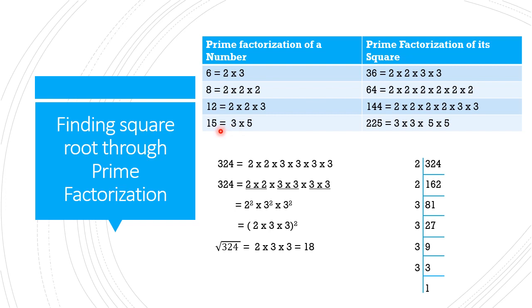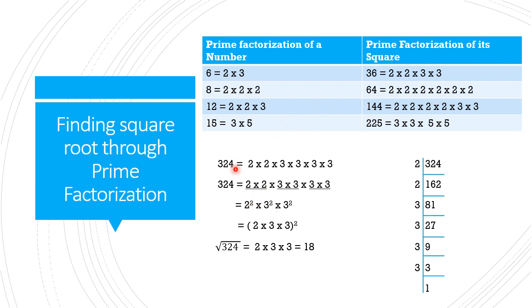Here 15 we can write as 3 into 5. The factor 3 comes one time and 5 comes one time. 15 square is 225. In 225 we have the factor 3 two times. See here one time, in the square 2 times. Here 5 we have one time, in the square we have 2 times. So in a root how many times we have the factor? In the square we have double times the factor. Okay. Now that is the relation we get from this table.